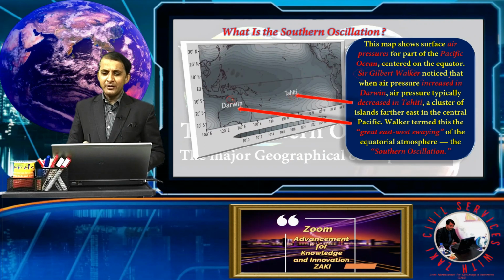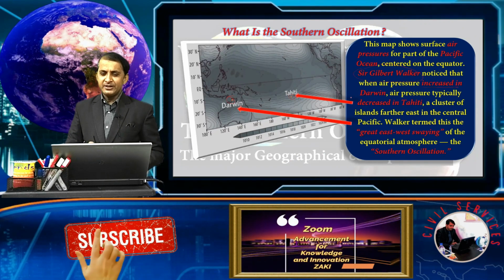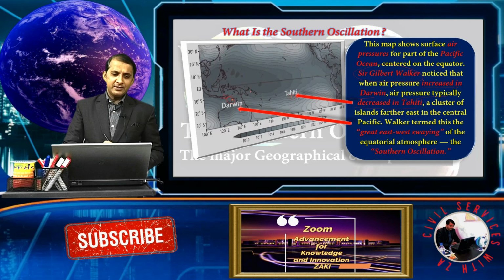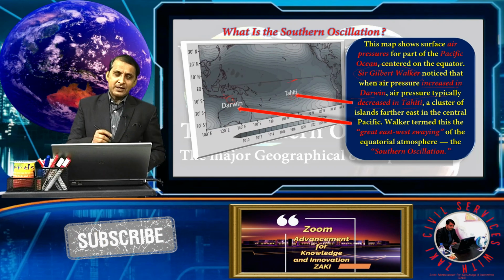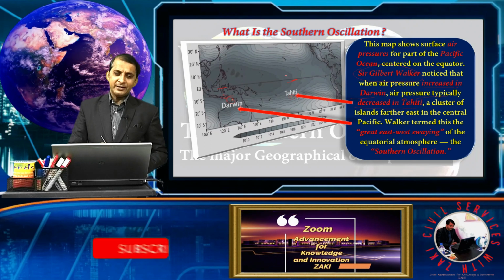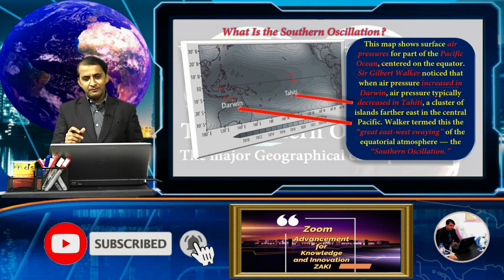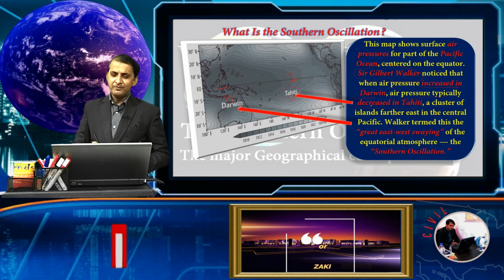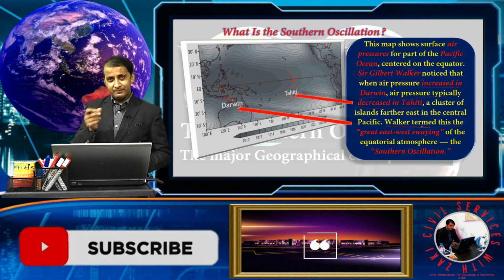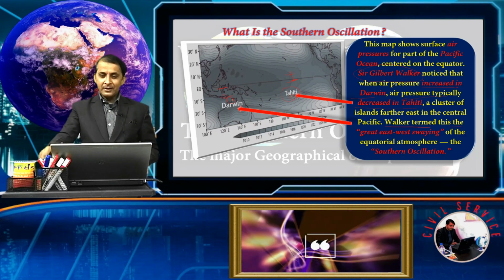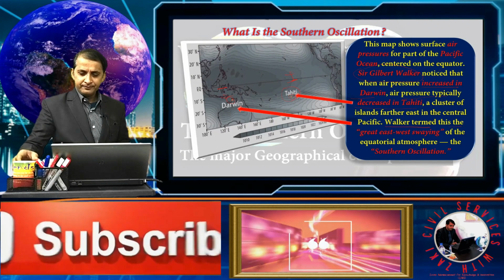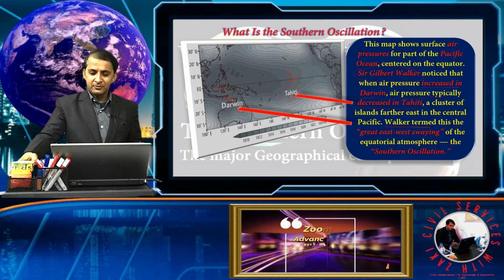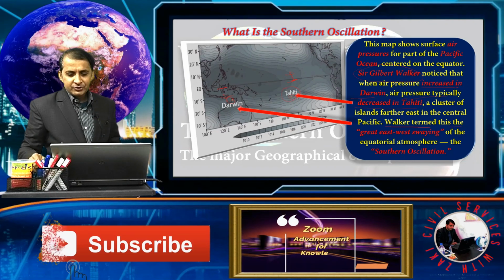So Sir Gilbert Walker noticed that when air pressure increased in Darwin, the air pressure typically decreased in Tahiti. So air pressure increases here, decreases there. Vice versa, if air pressure here decreases, there it increases. So that's the phenomenon. Tahiti is a cluster of islands in the central Pacific. So Walker termed this phenomenon the Great East-West Swing of the equatorial atmosphere, and it is called the southern oscillation.